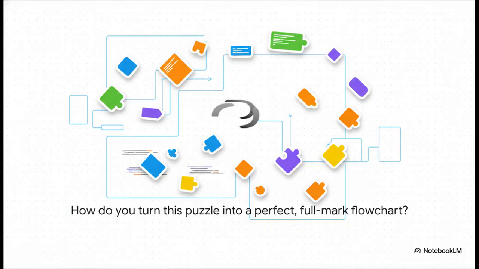Okay, so this is the challenge we're tackling today. It's question 2 from the OCR J277/02 paper. It looks like a puzzle, right? You get an incomplete flowchart and a list of instructions all mixed up. Our mission? To put all those pieces together perfectly.